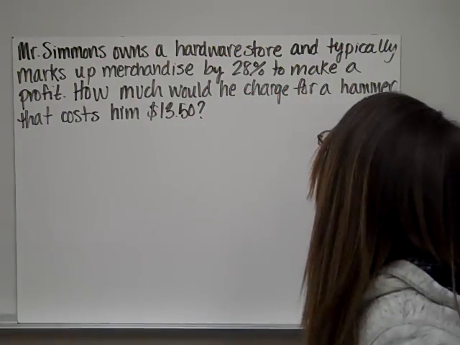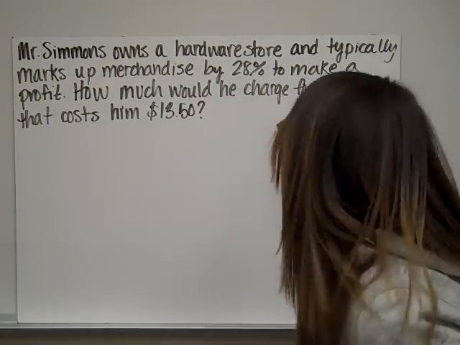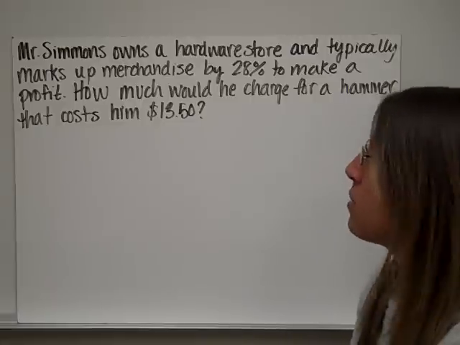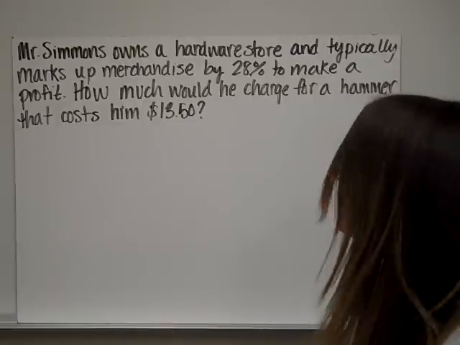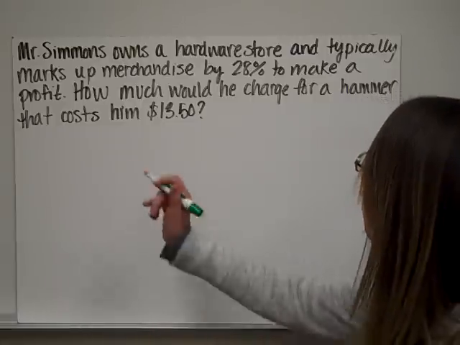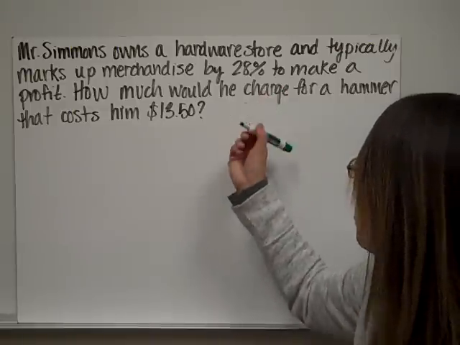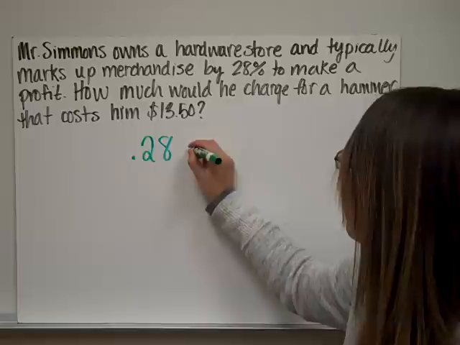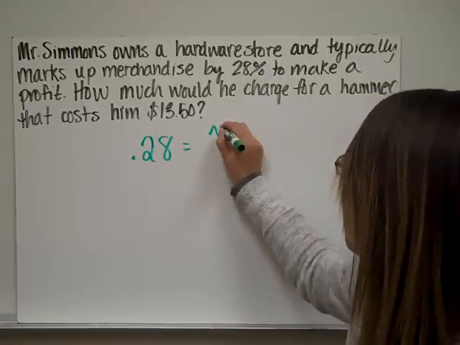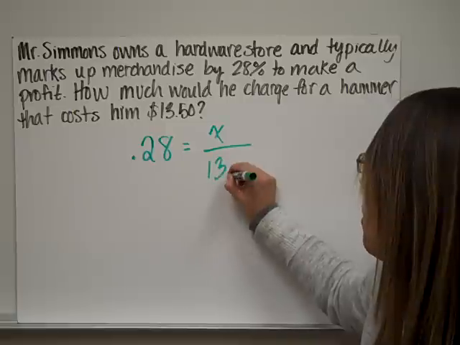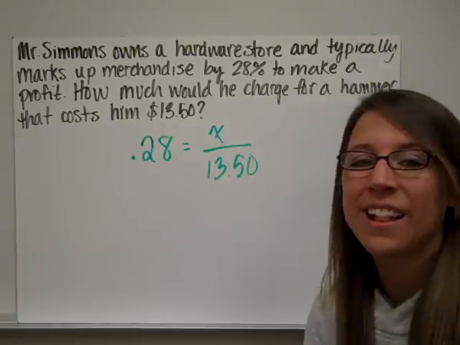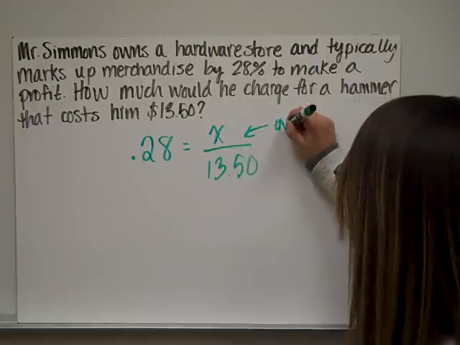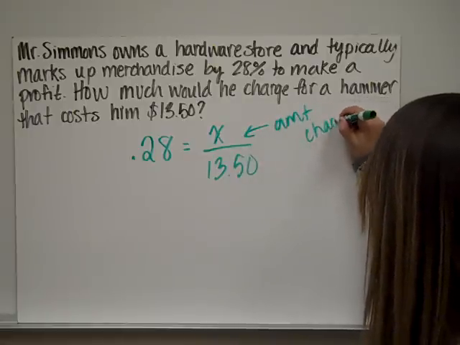Mr. Simmons owns a hardware store and typically marks up merchandise by 28% to make a profit. So how much would he charge for a hammer that cost him $13.50? So the percent change is 28%. So I'm going to say, well, that's 28/100 is the amount change, we don't know what that is, divided by the original amount. And we do know that that's $13.50.